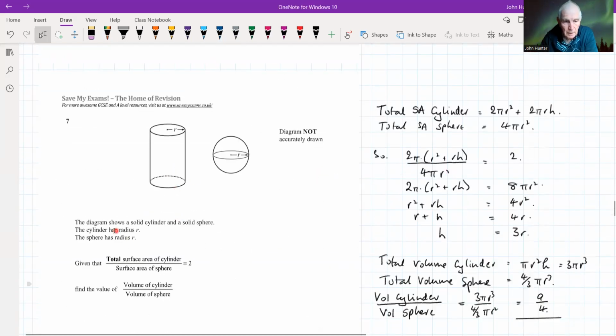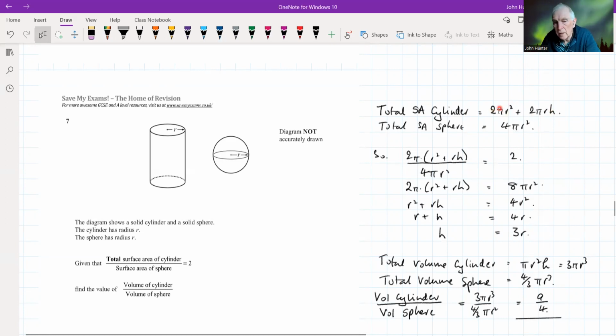Okay. The diagram here shows a solid cylinder and a solid sphere. They both have radius r, and we're told that the total surface area of the cylinder, that means you've got to include the top and the bottom, divided by the surface area of the sphere, is equal to 2. And then it goes on to say find the ratio of the volumes. So the total surface area of the cylinder, we just write this out. We don't know what the height is. If we don't know something, we'll create a variable. I could say let the height equal h here. I've omitted that, but that is what we've got.